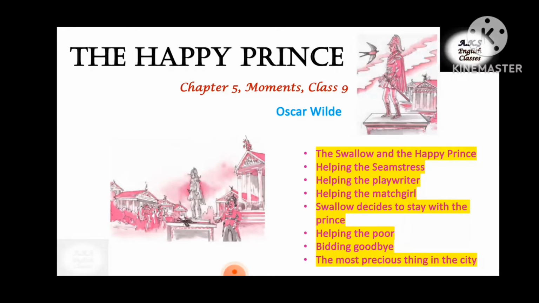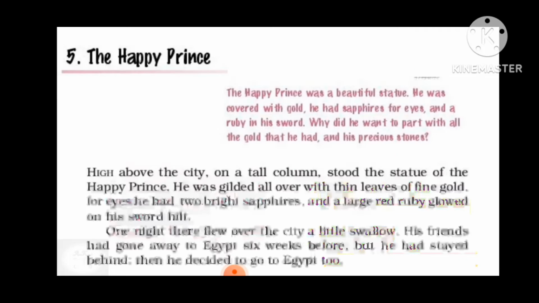In this video, we will read the Class 9 chapter The Happy Prince by Oscar Wilde. It is chapter 5 of the Class 9 book, Moments. Who was the Happy Prince and why was he called the Happy Prince? Let's find out in the chapter.